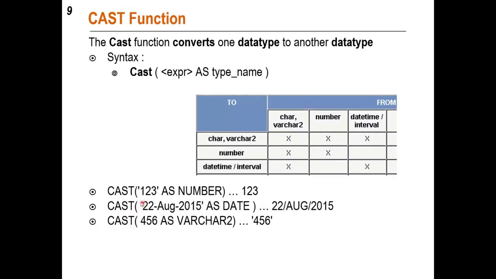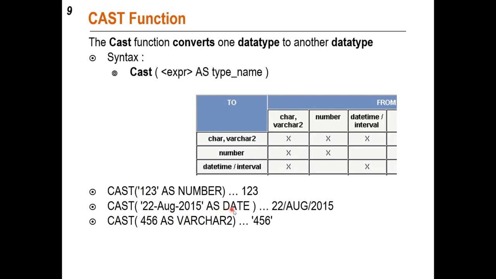These are some very small examples. Here I am converting this 1, 2, 3, which is inside single quotes. That means it's a varchar character type. I wanted to convert it into a number type, so I just use AS NUMBER, right? My output is a numeric value 1, 2, 3.